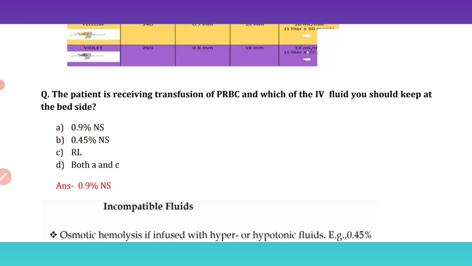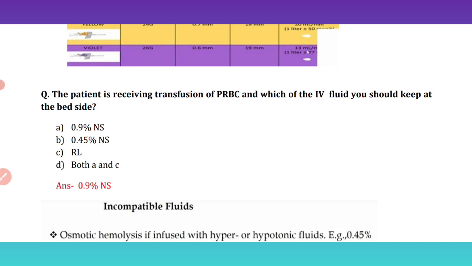Next question: the patient is receiving a transfusion of packed RBC, and which IV fluid should you keep at the bedside? In a single reading, you are supposed to understand the concept of the question. So which is the keyword? The patient is receiving a transfusion of packed RBC. So the patient is undergoing what? Transfusion of packed RBC. So which fluid are you supposed to keep at the bedside?